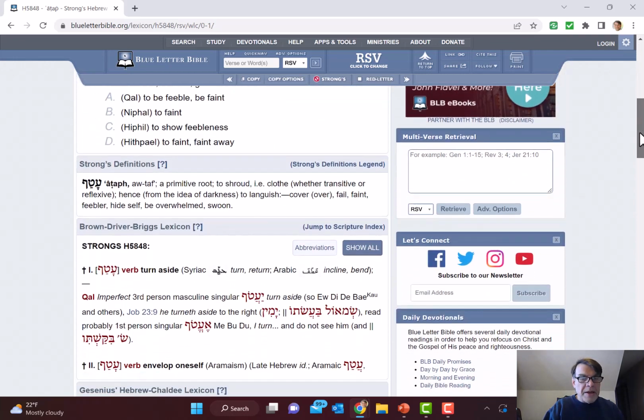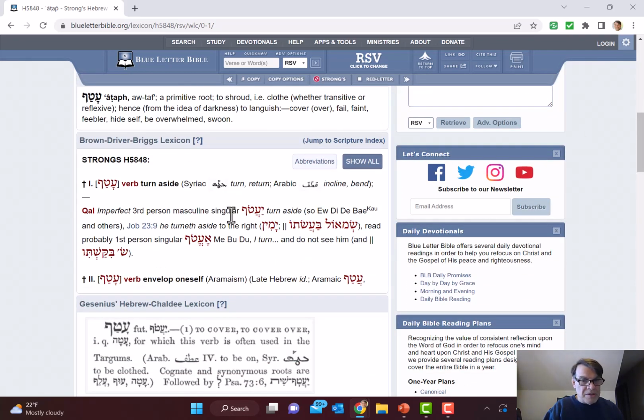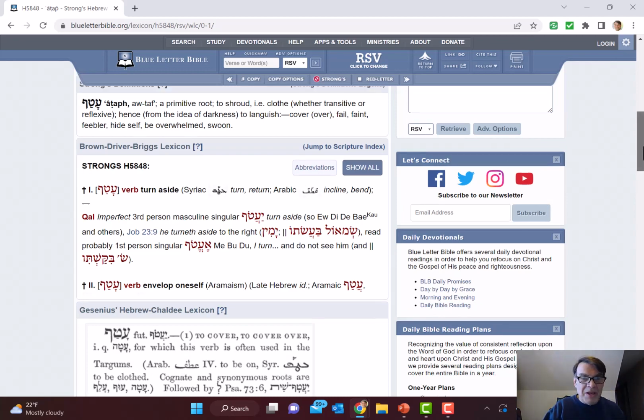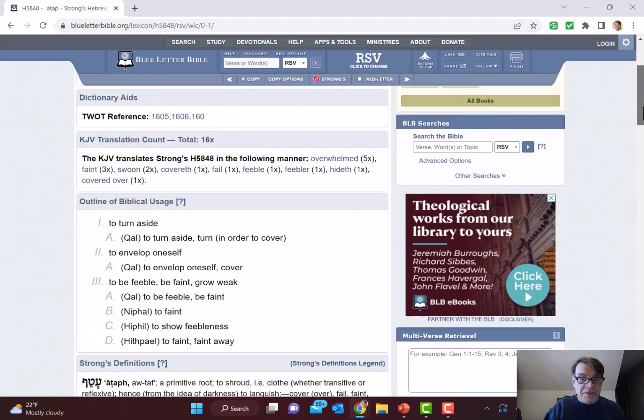The best dictionary is Brown Driver Briggs. Gesenius is not bad, it's older, but Brown Driver Briggs is the best of the lexicons, which is a dictionary. It tells you here that the base meaning of the word is to turn aside. So anyway, to turn myself aside is to faint.